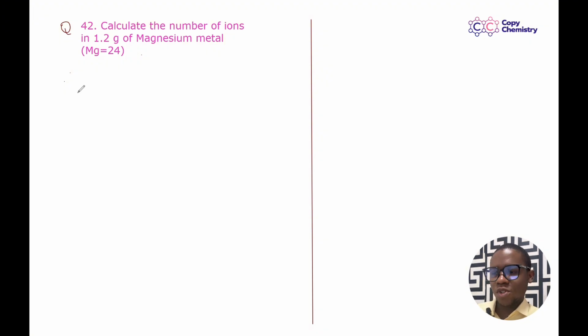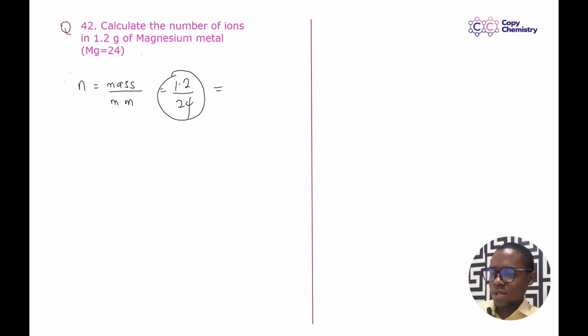So here's what we're going to do to get the number of ions in this grams of magnesium metal. We need to know the number of moles that are even present. So the number of moles is mass divided by molar mass, and that's 1.2 divided by 24. If you do that division, you should have what you would have in moles. Okay, but let's just leave it this way for now.